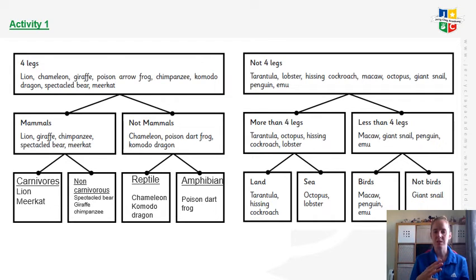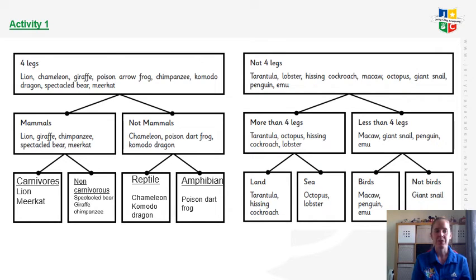Then I looked at things that were similar, things that were different, and split them into 2 groups. So you can see I chose to go with 4 legs and not 4 legs. So all the animals from that group that had 4 legs went into one side, and all the animals that didn't have 4 legs went into the other side. Then I looked at each group individually. So the animals with 4 legs I then split down again further into mammals and not mammals.